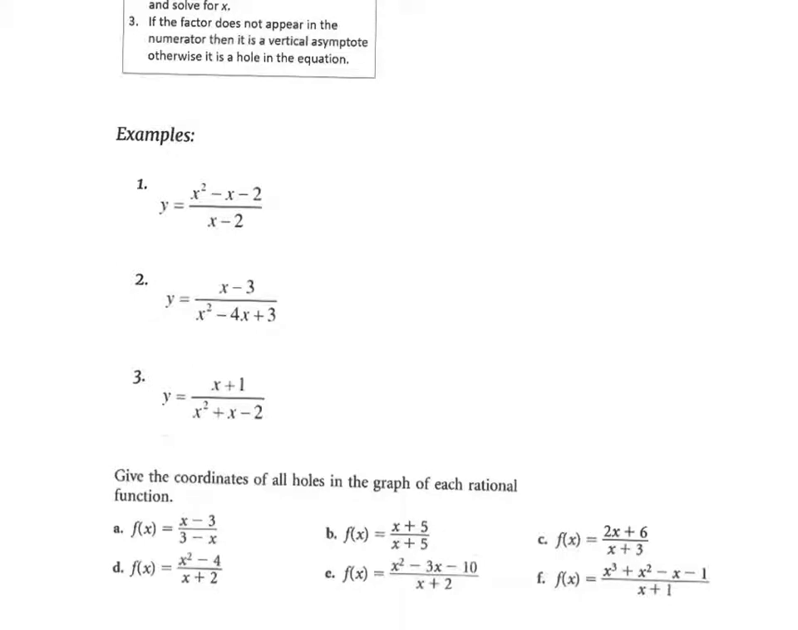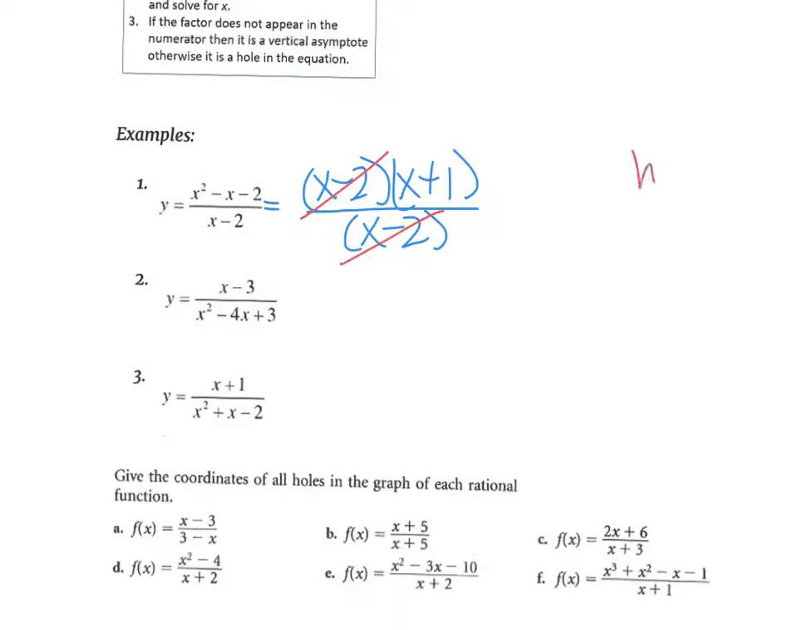On the first example, when I factor both the numerator and denominator, my numerator I can use the MA method and I get x minus 2 times x plus 1. In the denominator, it doesn't factor, so I just throw it in some parentheses. You can see that, like we talked about Monday, you have an x minus 2 and an x minus 2 both in the numerator and denominator. Those actually cross out, and they're gone. That leaves us with a hole where x is equal to 2.